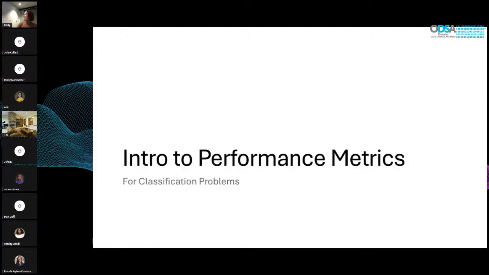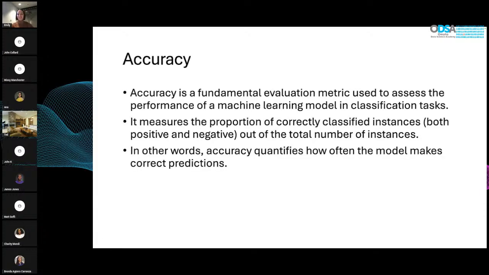All right. Finally, the first content for today: introduction to performance metrics for classification problems. That concludes our summary, our review of stuff that we probably already know, but just touching on again. So now let's talk about performance metrics. And the first one, as someone alluded to, is accuracy. This is a very fundamental evaluation metric because it is so commonly used in the world today, not just in machine learning, but in general.